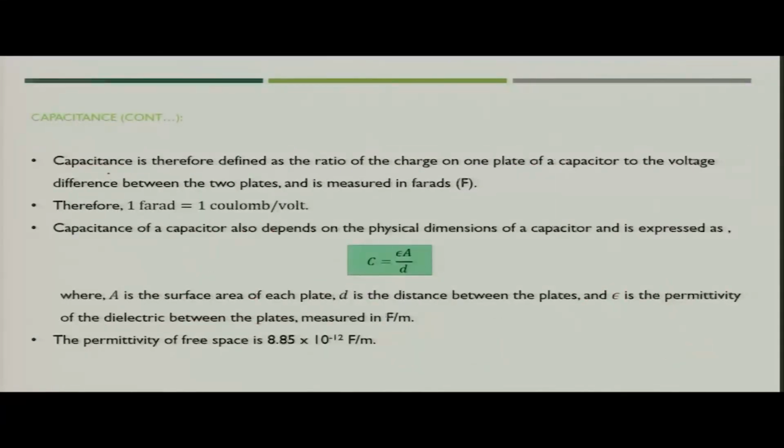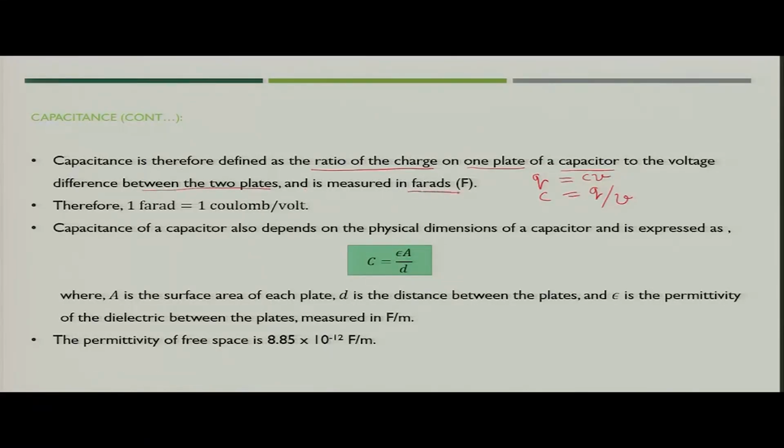So, how will you define capacitance now? Capacitance can be defined as the ratio of charge on one plate of the capacitor to the voltage difference between the two plates. Earlier we saw Q is nothing but C into V. So, C would be Q by V. It means the ratio of charge on one plate of the capacitor to the voltage difference between the two plates.